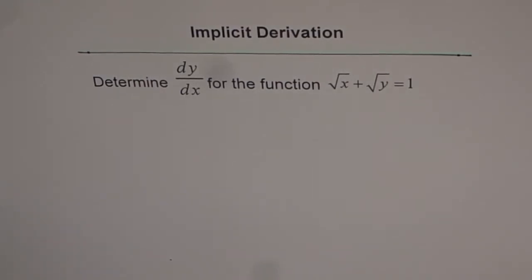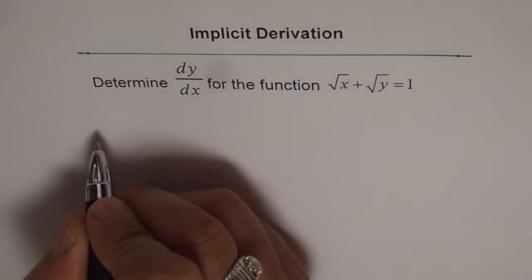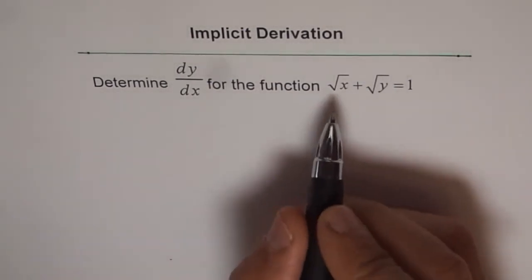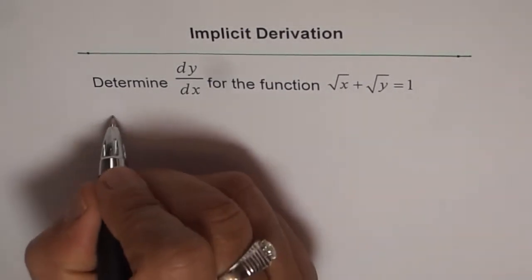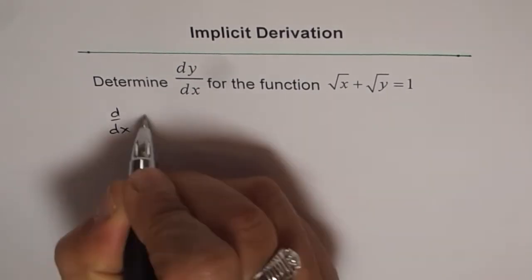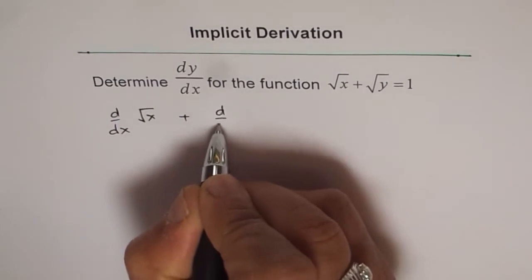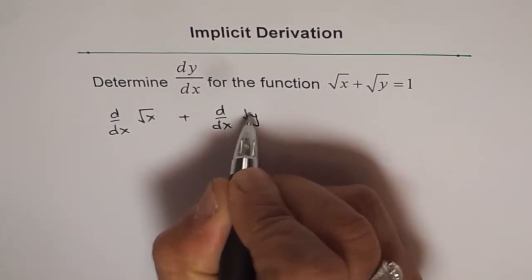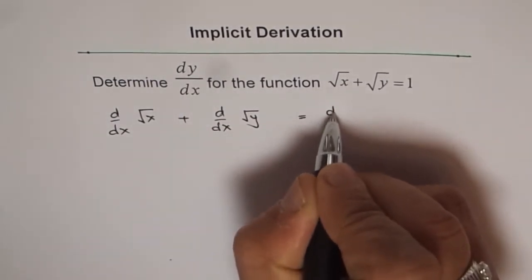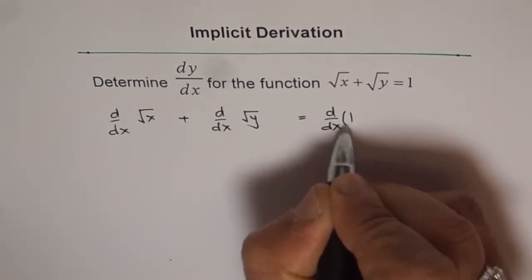Determine dy by dx for the function square root of x plus square root of y equals 1. So let's find the derivative with respect to x on both sides. So we get d/dx of square root of x plus d/dx of square root of y equals d/dx of 1, correct?